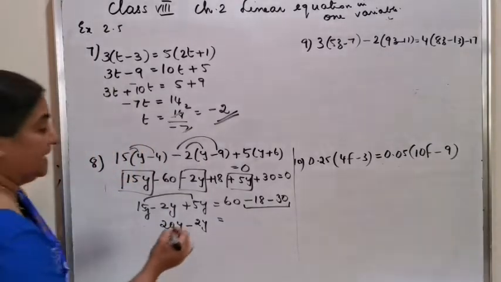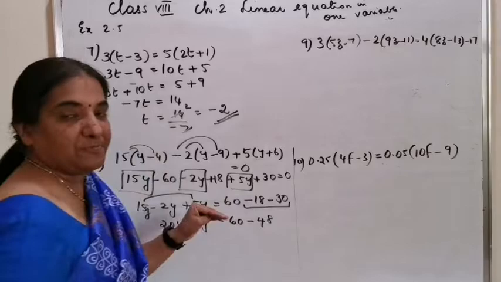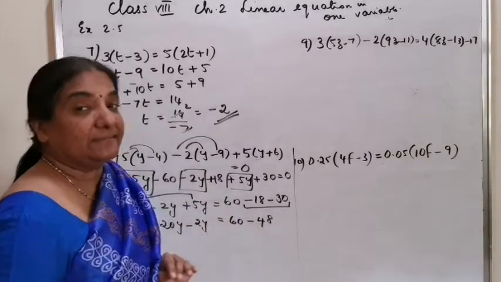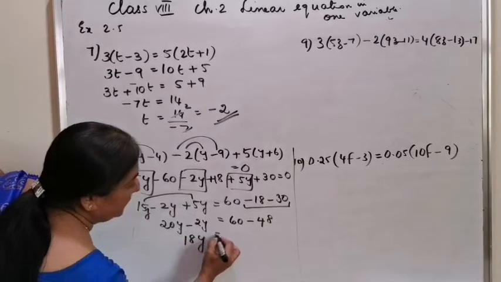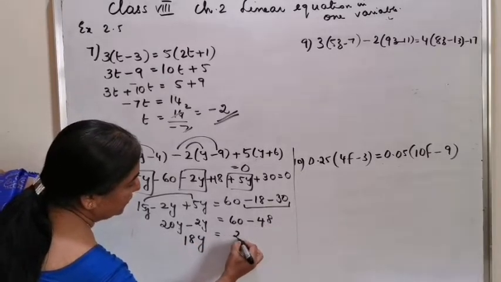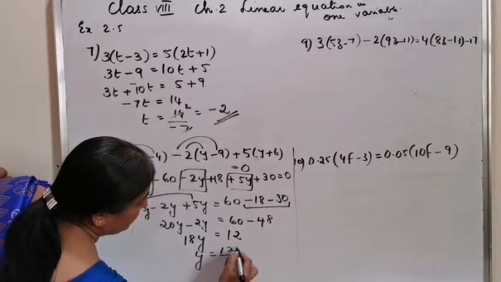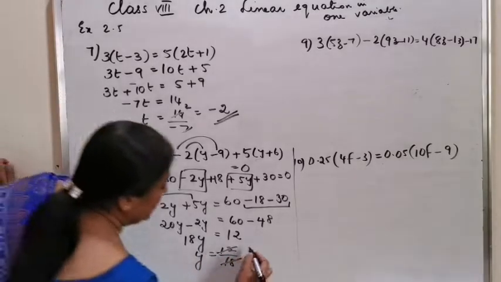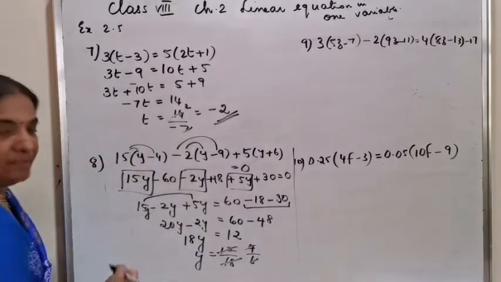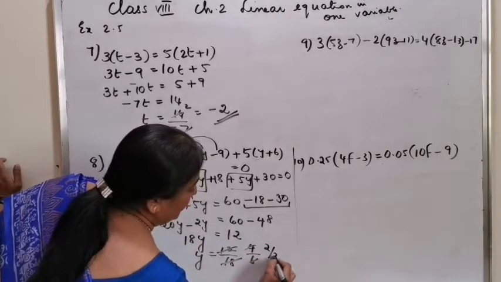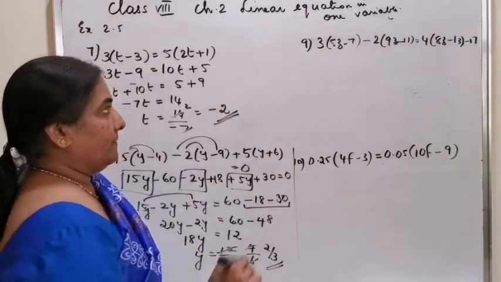numbers with the same sign, 60 minus 48. I am always proceeding with the correct method. 20y minus 2y is 18y, 60 minus 48 is 12. y is equal to 12 by 18. You can reduce it with a 3. It is 4 by 6. Again, with 2 as 2 by 3, or in the first step itself you can do with 6.